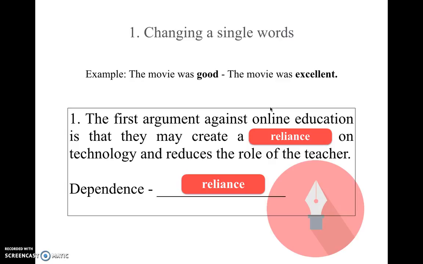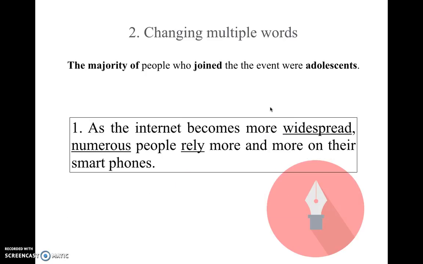Sometimes you have to change the structure of the sentence. Number 2 is another basic way as well, just to change numerous words in the sentence. So as in the example here, as the internet becomes more widespread, numerous people rely more and more on their smartphones. So now we're actually changing 3 words. And let's have a look at what we can change them to. Popular, many, and depend. Let's go back. Widespread to more popular, numerous to many, rely to depend.